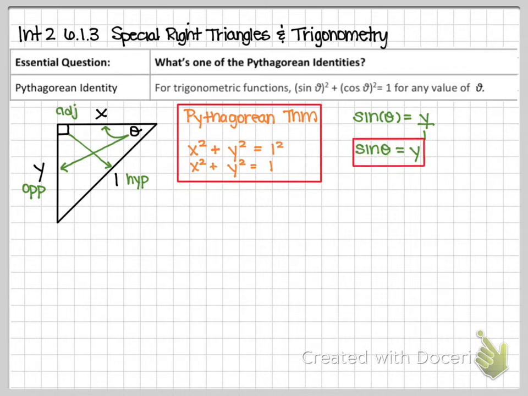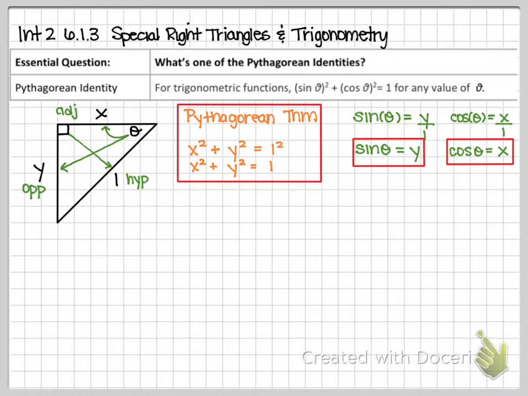All right, let's do cosine of theta. Okay, cosine of theta we know is adjacent over hypotenuse. So in this case, it's going to be x over 1. All right, well, we don't really need the over 1, so let's go ahead and dump that as well. So we know cosine of theta is going to be equal to x. Okay, still doesn't look all that exciting, but it's going to be.